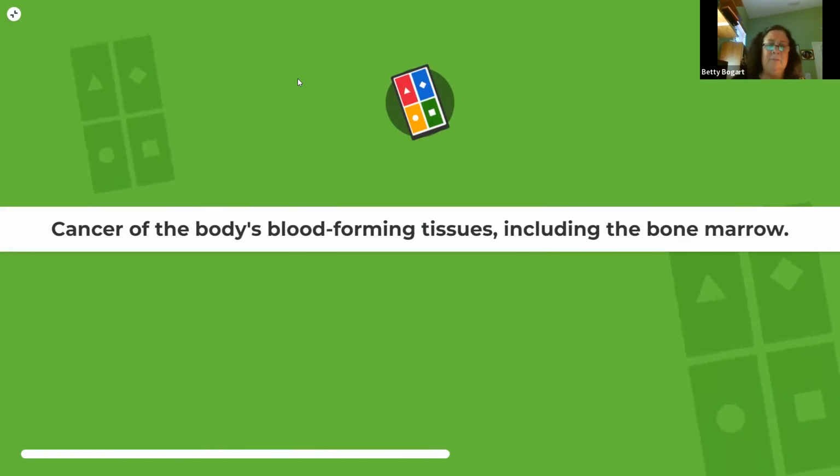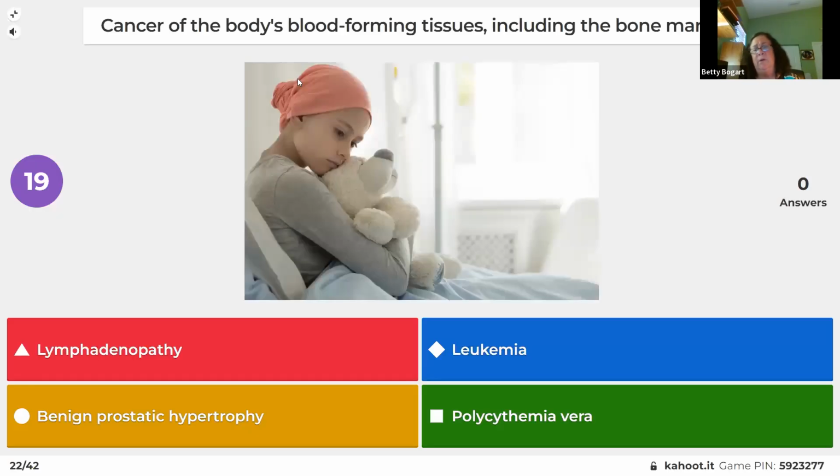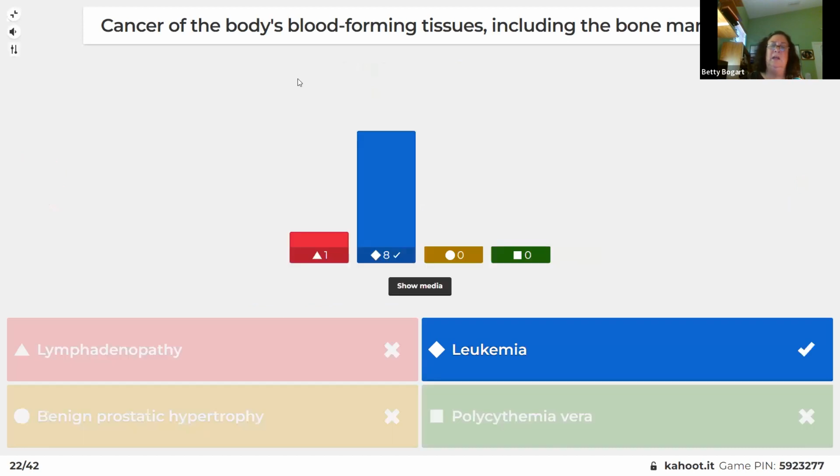Cancer of the body's blood-forming tissue, including the bone marrow, it's called what? And that is leukemia.